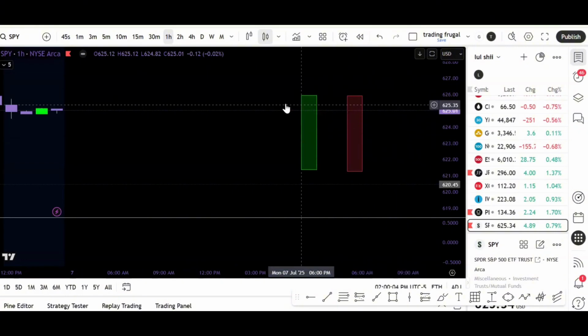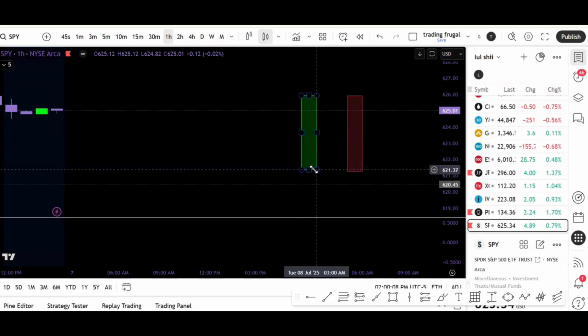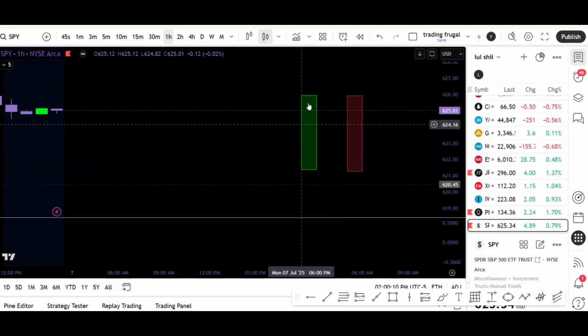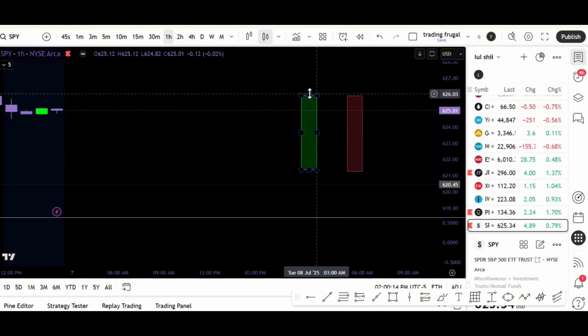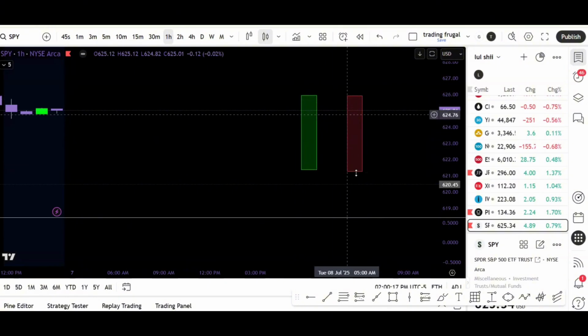The open is where the price started. So on a green candle, the open is at the bottom where price started, and then the close is where price ended, which green pushes up. That's usually a buy. And then red pushes down, which is a sell. And red candles, their open is at the top because they push down.